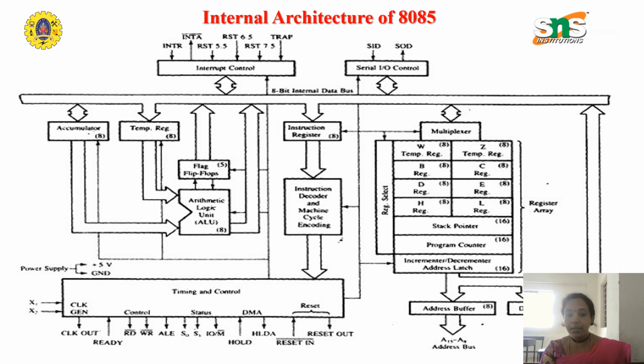So the next one is the timing and control unit, where we have the clock generation signal, the clock out signal, and the ready signal. RD is used so that when RD is 1, the device will read the data. When WR is 1, the device will write the data. ALE, and S0, which is the status signal. S1 is also a status signal.